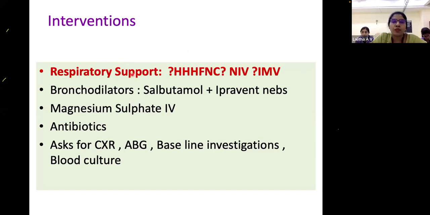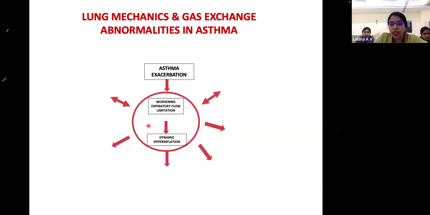So remember, respiratory support should be, as far as possible, non-invasive, either HFNC or NIV in a bigger patient. Simultaneously, you have to continue your bronchodilators like salbutamol and ipratropium. Steroids, of course, you would have used. Magnesium sulfate you can use. Rarely these children will require antibiotics if they are hypoxemic, and draw some routine labs.